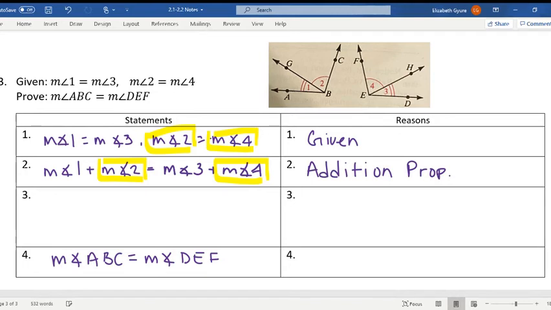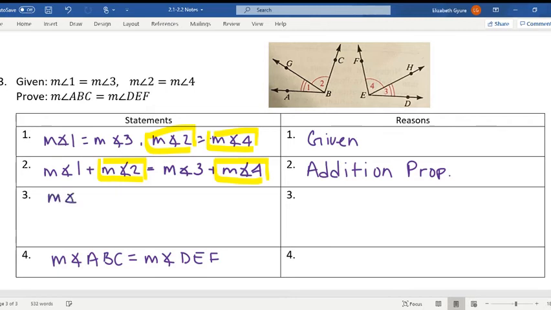Okay. So now that we have those parts combined, we need to rename these. We need to be able to say the measure of angle ABC and the measure of angle DEF. Well, now that we have angle 1 and angle 2 tied together, if you look at your picture, we can see the measure of angle 1 and the measure of angle 2 is going to give us that full angle there, ABC. So let's use our angle addition postulate to rename that.